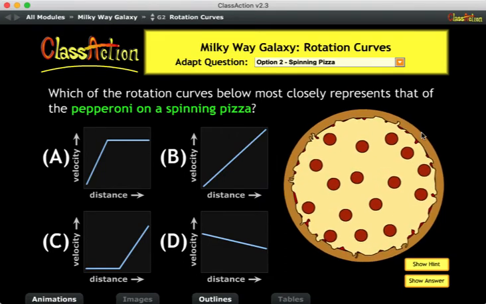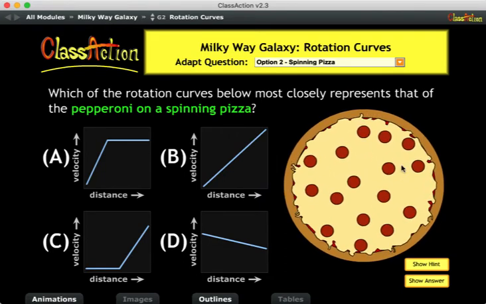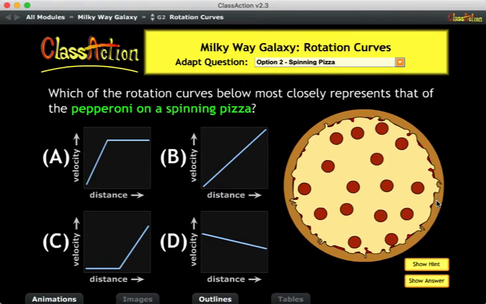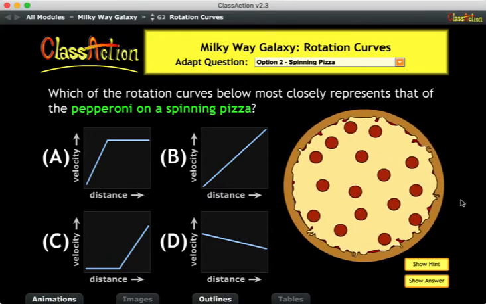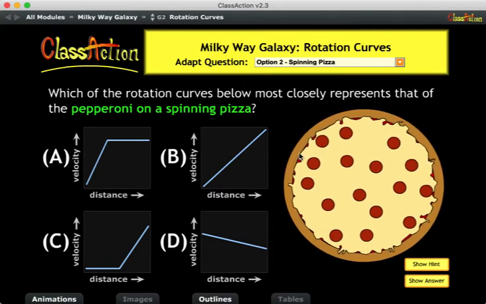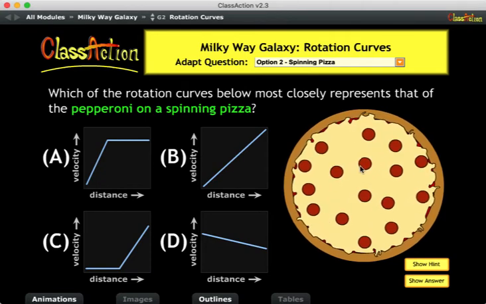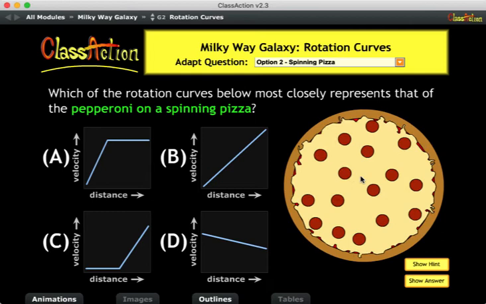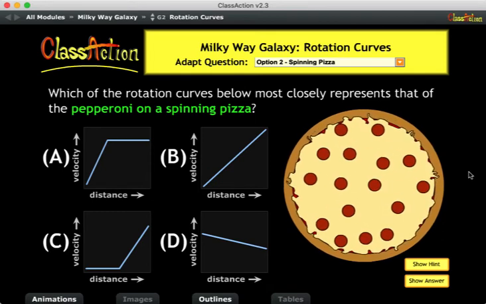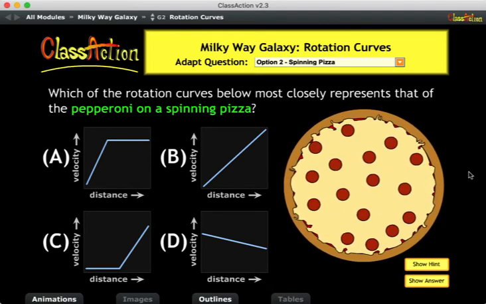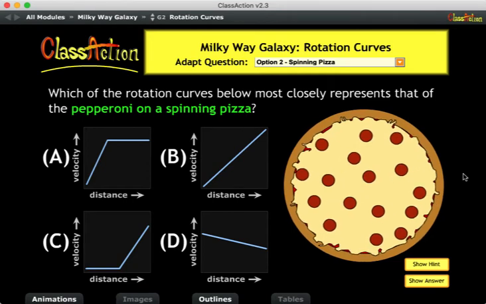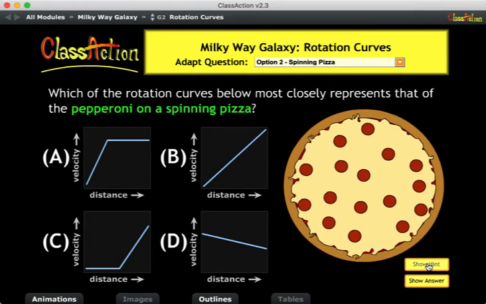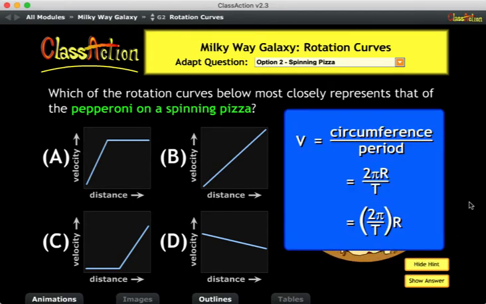Here we have pepperoni on a spinning wheel. A pizza wheel. What is the rotation curve? What does the rotation curve of this thing look like? Just follow one of these pepperonis and think about how fast they're moving around as a function of how far they are away from the center of this pizza. Go ahead and make your guess. Okay, well, I'm going to show the hint, and let's see if that makes any difference. I guess it doesn't. There's some crazy equations on here.